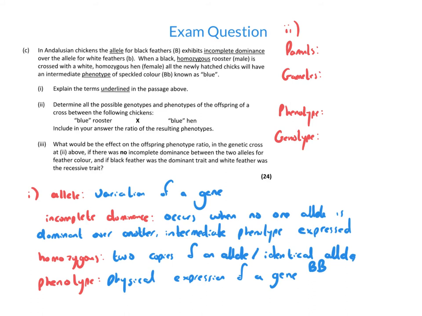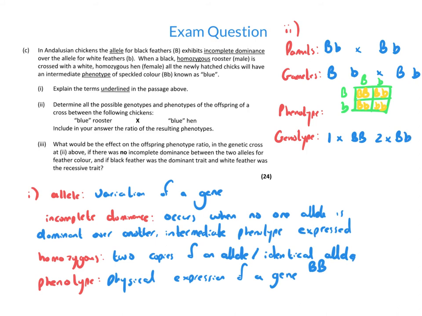Okay. So parents were capital B, small b. So these are possible gametes. Form a Punnett square really quickly there, and we just fill in the blanks. So our genotypes, we have one of two capital Bs, two of a capital B and a small b, and one of two small b's.